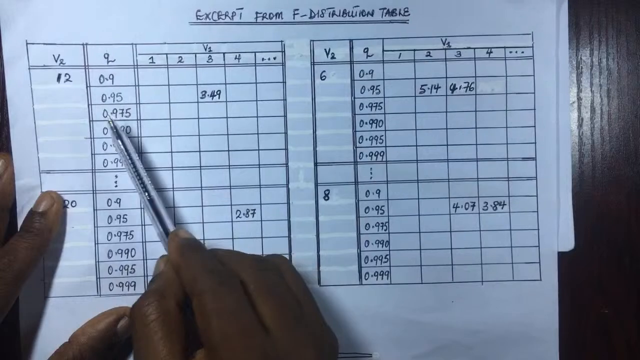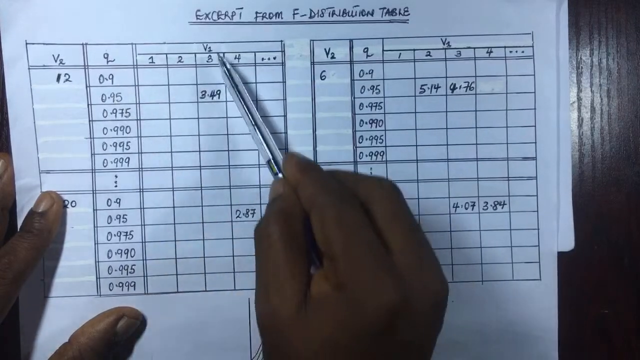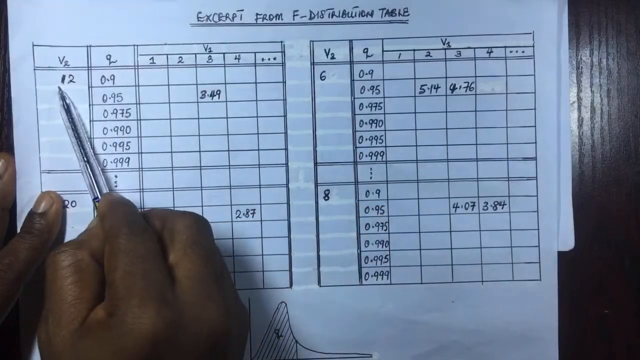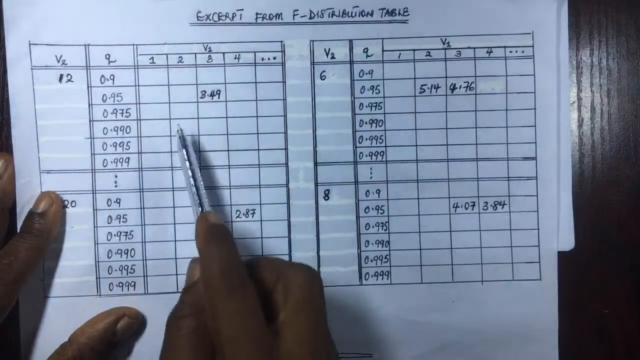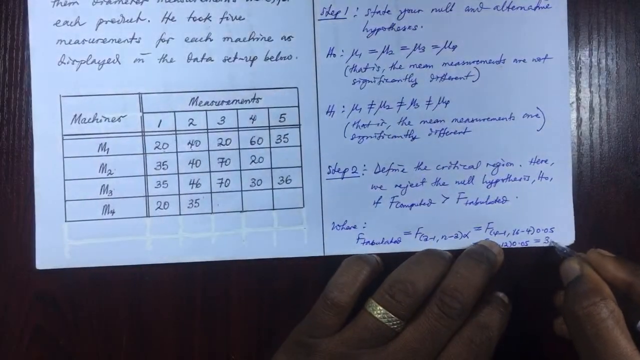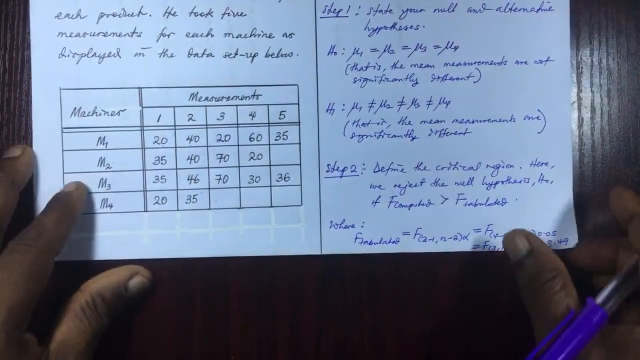0.05, 1 minus 0.05 will give you 95, and 95% is 0.95. So you check for 3 under 0.095 for 12, okay? And that will give you 3.49. So I'm going to put here 3.49. Now, this concludes step 2.